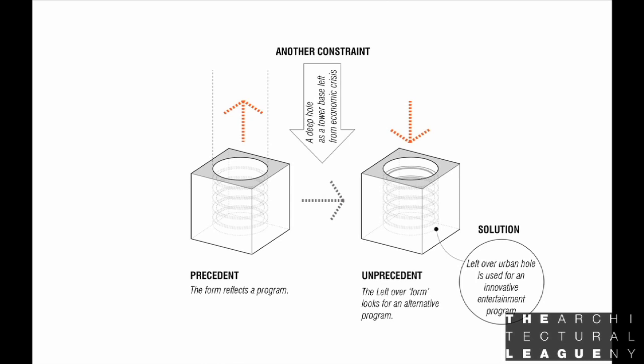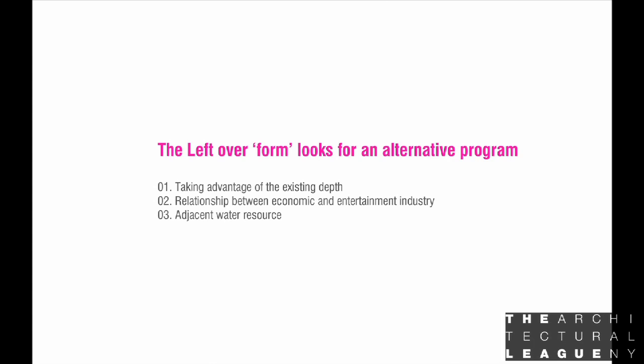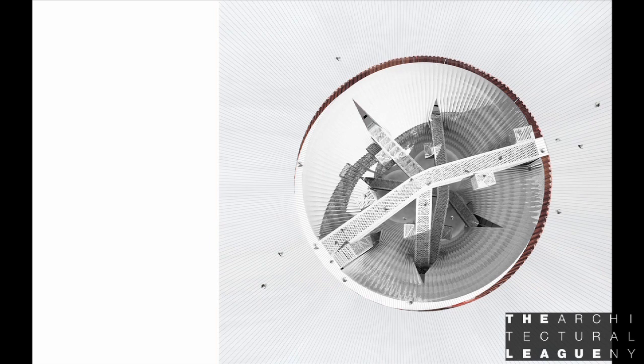So based on three conditions: first, taking advantage of the existing depth of the hole. The second, considering the relationship between economy and entertainment industry. And third, adjacent water resource. We proposed a temporary bungee recreation park. So the steel truss structures are stacked on each other and then connected to the existing concrete beams of each floor.